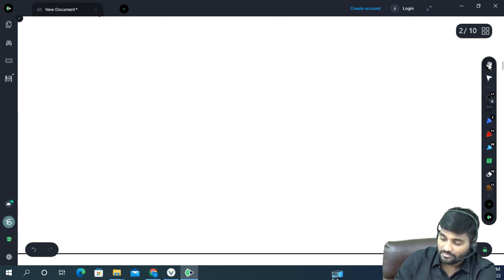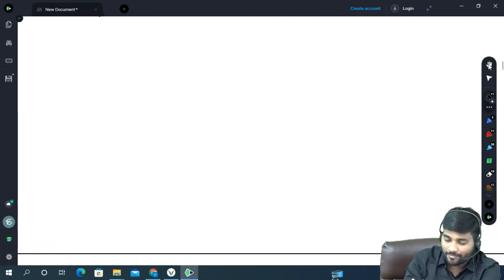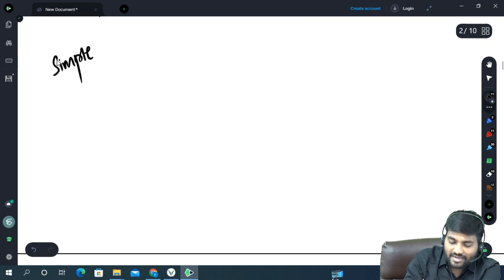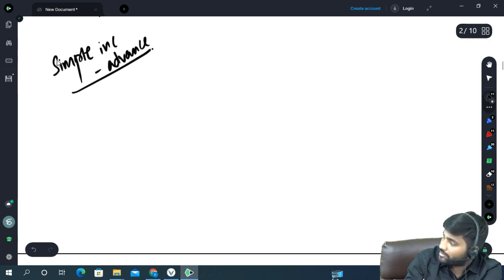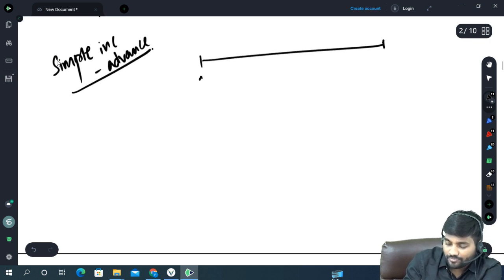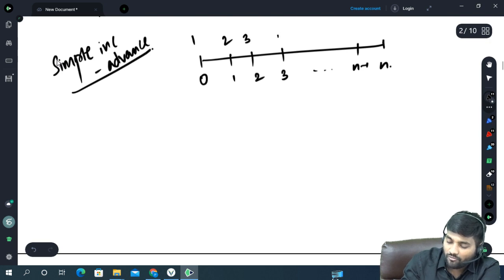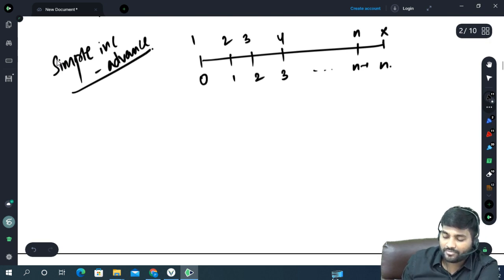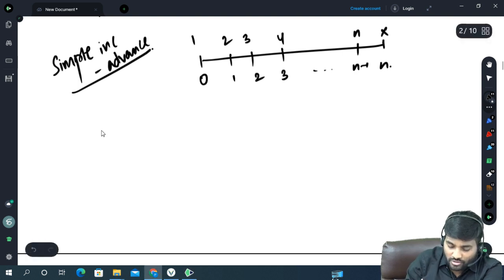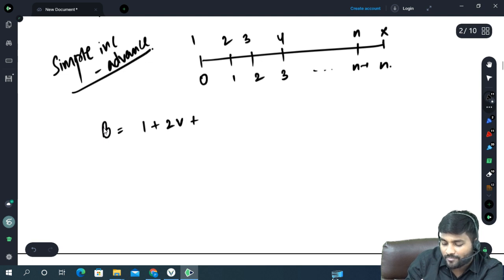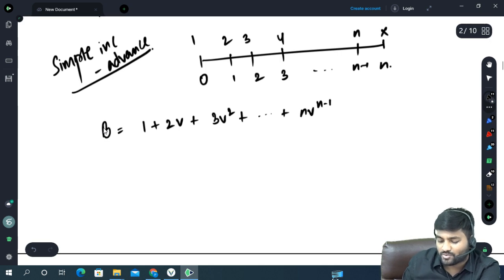Next. Same case, advance. So, simple increase, advance. So here 0, 1, 2, 3, dot dot dot, n minus 1 and n; payments 1, 2, 3, 4, up to n. No payment at time n. The timeline is clear. So let's suppose the present value is B. So 1 plus 2V plus 3V square plus dot dot dot plus nV to the power n minus 1.